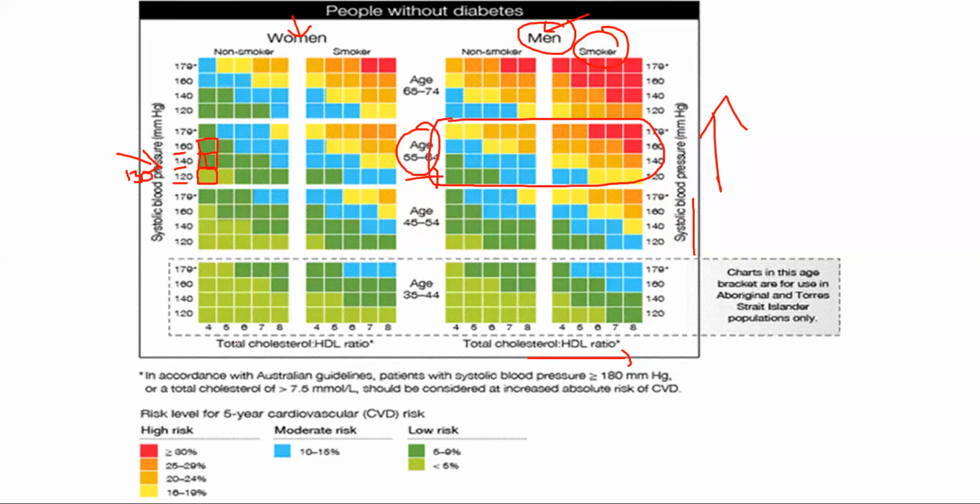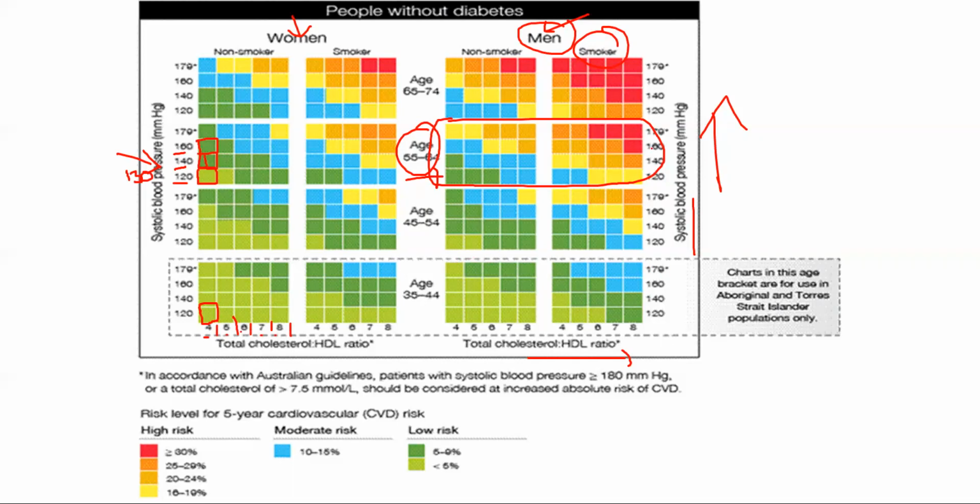And in case of total cholesterol HDL ratio, you can see 4, 5, 6, 7, 8. So the highest limit of this box is 4.5, not 4. This box, 5.5, this one 6.5, this one 7.5, this one 8.5. Okay? So that's actually the tricky part in this risk chart. Once you know that, then you just need to plot it.